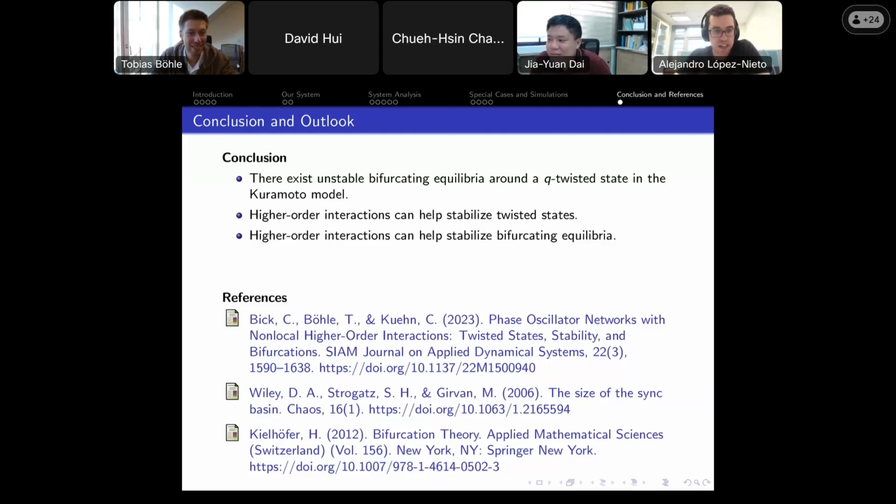So I was wondering, when you talk about stabilization of these Q-twisted states, I understand that, I'm a little bit confused because there were so many equations, but these higher order interactions should modify the shape of the unstable equilibria that bifurcate without higher order interactions, right? Yes. So the bifurcating equilibria become stable, but they are not the same that you had without the higher order terms, right? Yes.